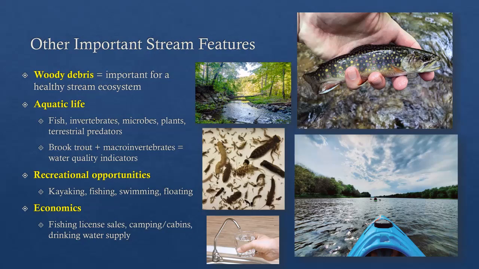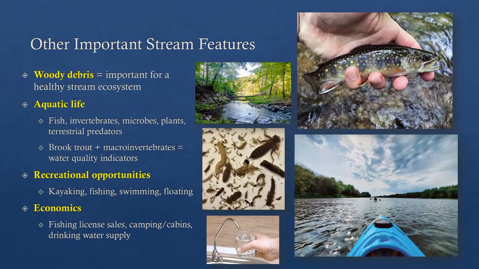Another thing to note is aquatic life. I mean, we could do a whole webinar on that just alone. But like I mentioned earlier, brook trout especially, but trout and macroinvertebrates in our streams are really, really good indicators of how the water quality is in a stream. If they're present, then that's a pretty good sign. And if they're not present, then that's worth investigating a little bit more.